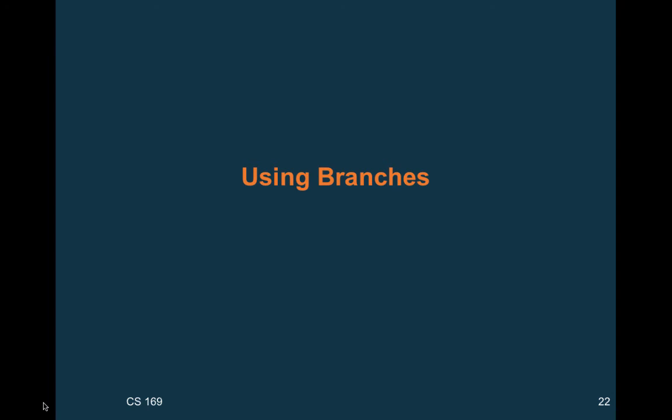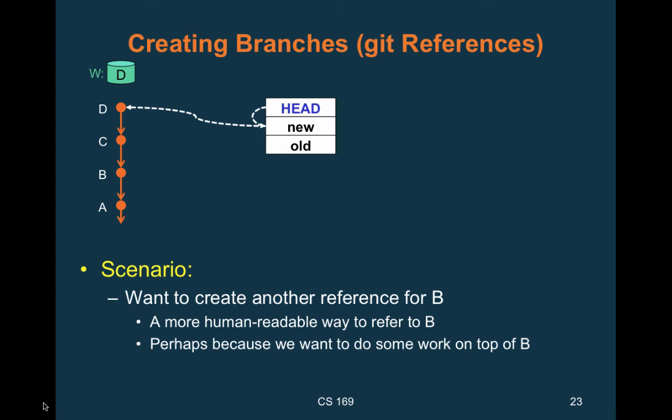Okay, what are git branches and what do you use them for? First, the name branch in git is a misnomer. A branch is really an entry in this table. It's a name. It should be a git name. Okay, but here's the scenario. You have just committed D, and you're on branch new, and you want to create another reference to B. You want to add an entry to this table. Okay, so there's a slight mistake on the slide here. This all should not be here.